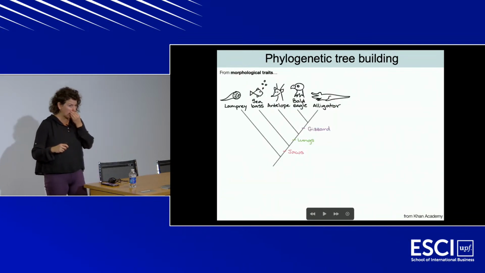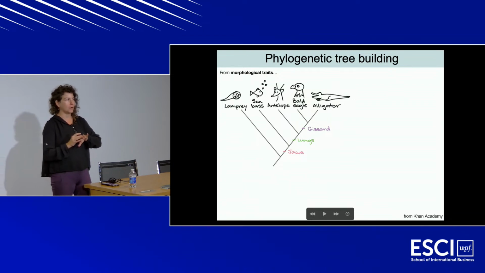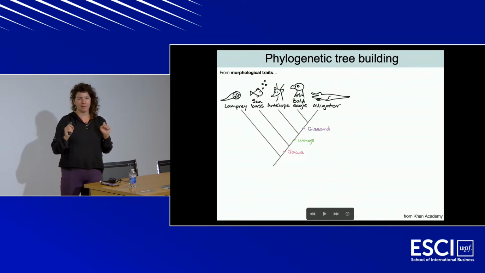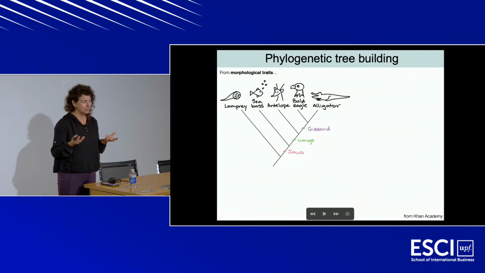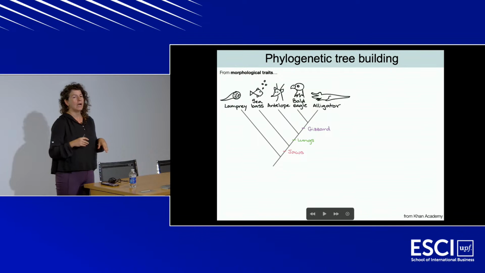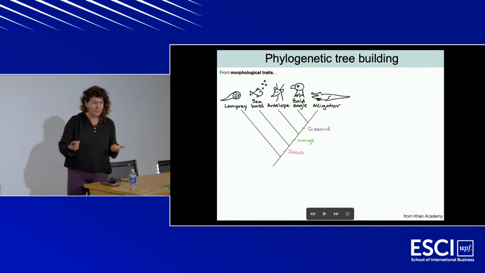So I'm going to touch a little bit on how we build these trees. This is quite complex, so I'm just going to discuss very briefly the main rationale behind it for you to understand. I know there are some courses on phylogenetics in the degree if you're interested, but nonetheless I think it's very interesting for everyone to understand how this is done.